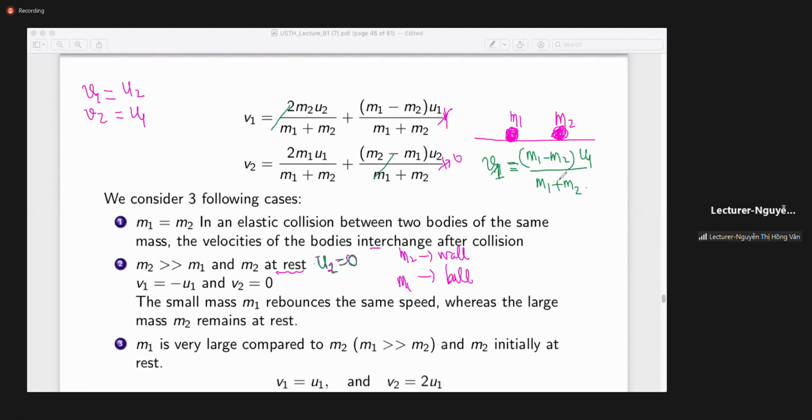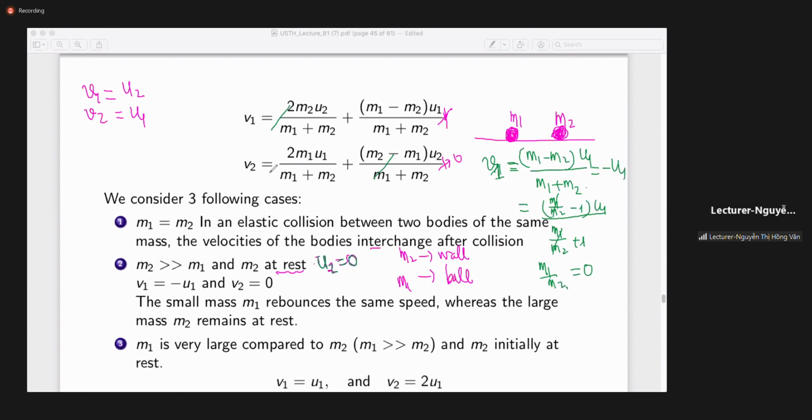Okay. So because M2 is very, very big compared to M1, you divide this by M2. So you will have (M1 divided by M2 minus 1) U1 over (M1 divided by M2 plus 1). Because M2 is much bigger than M1, so M1 divided by M2 goes to 0. Because this is very big and this is very small. So 0 here, 0 here. And then you get minus U1.